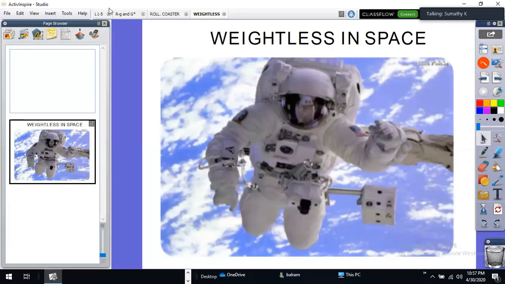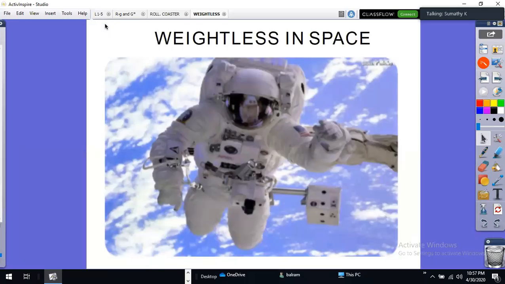Here, you see in that. What is that? An astronaut. The astronaut is in space. He feels his weight freely. His weight will be very less in space. We already learned this in the last class.